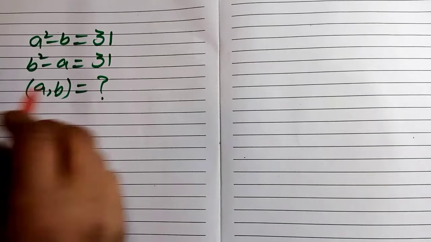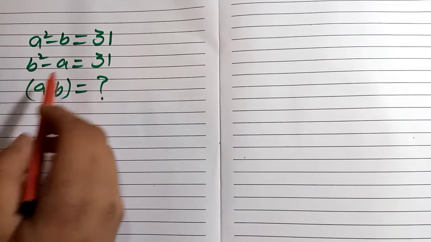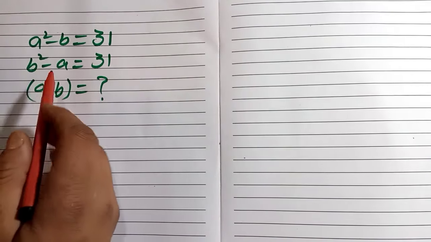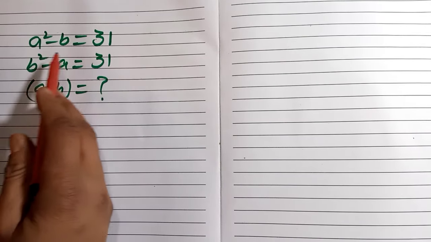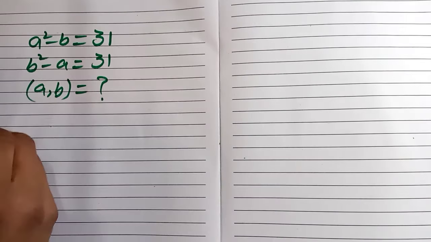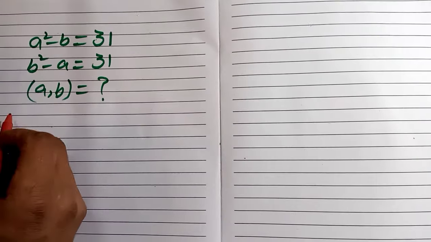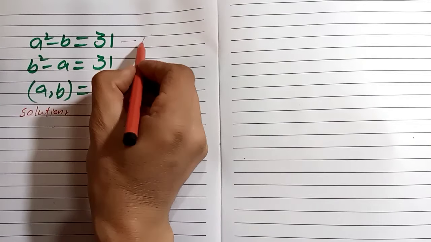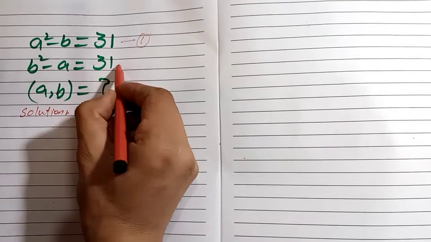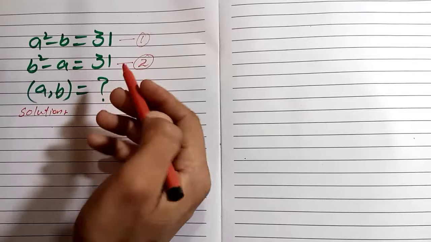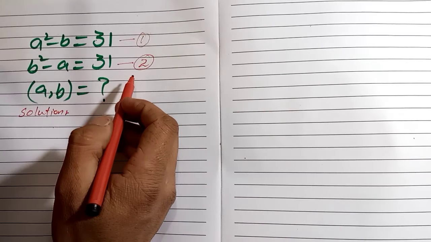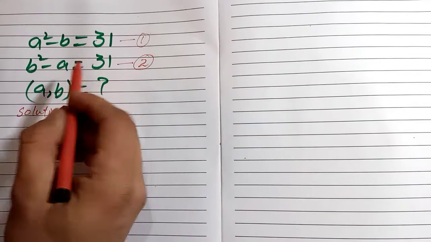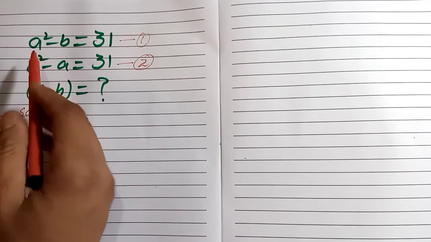In this video I will talk about this math Olympiad exponential problem. We have to solve for the values of variables a and b, so we are going to the solution. First of all, we label the first equation as equation 1 and the second as equation 2. Our main aim is to find the values of a and b.